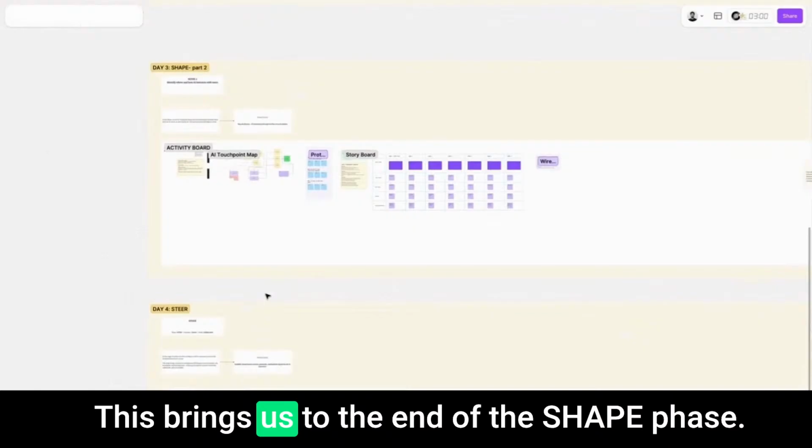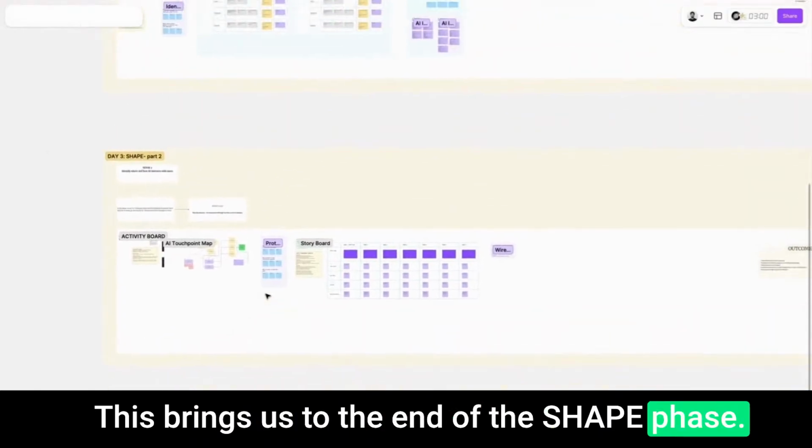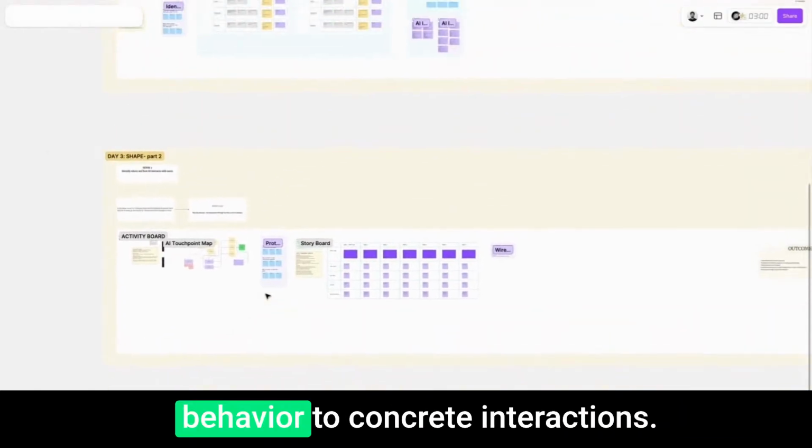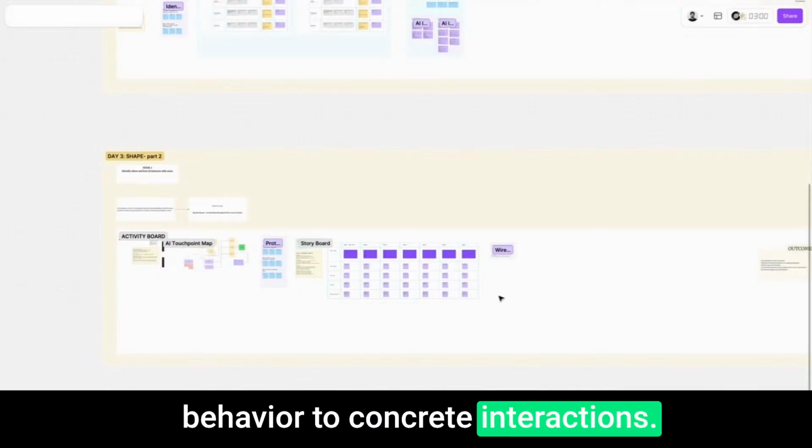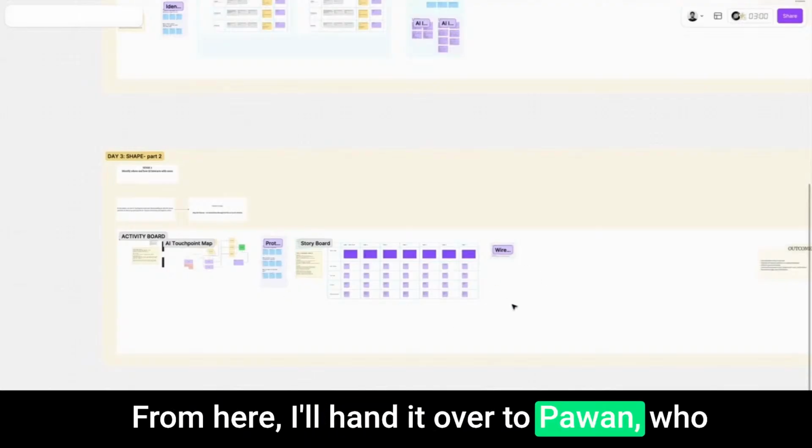This brings us to the end of the Shape phase. We've moved from insights to AI behavior to concrete interactions. From here, I will hand it over to Pavan, who will walk you through the Steer phase.